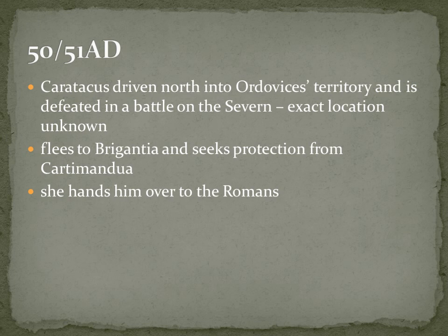So looking at this period overall then and what happens in it, well, in 51 AD, we know that Caractacus is driven into the Ordovices' territories, and we know that he is actually defeated in this battle. The exact location of it is unknown. He flees to Brigantia and seeks protection from Cartimandua. Remember Cartimandua, queen of the Brigantes, a client state where there have also been these little uprisings. And rather than protecting Caractacus, Cartimandua hands him over to the Romans.